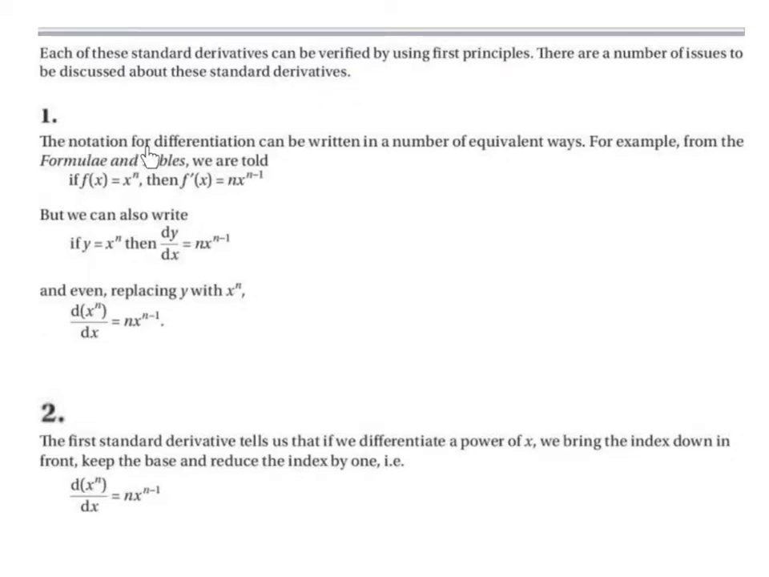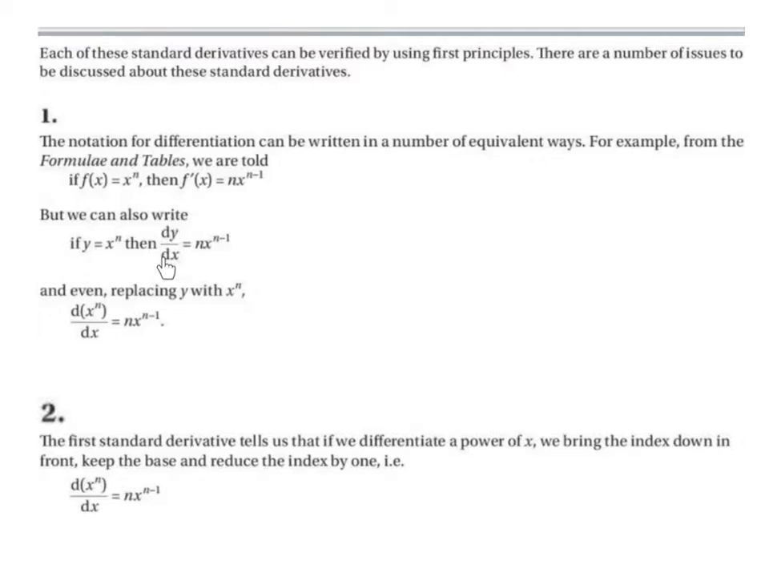Number 1, the notation for differentiation can be written in a number of equivalent ways. For example, from the formulae and tables, we are told if f of x is equal to x to the power of n, then f prime x is equal to n x to the power of n minus 1. But we can also write if y is equal to x to the power of n, then dy dx is equal to nx to the power of n minus 1.